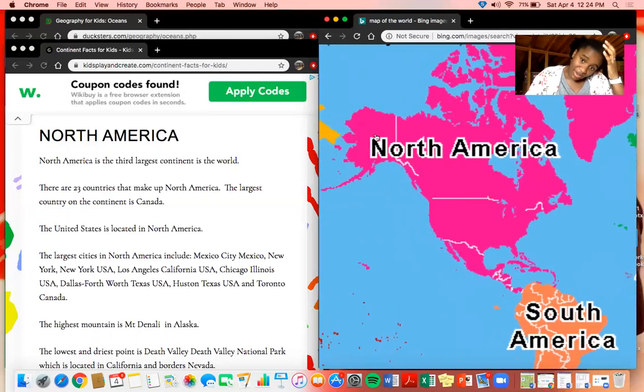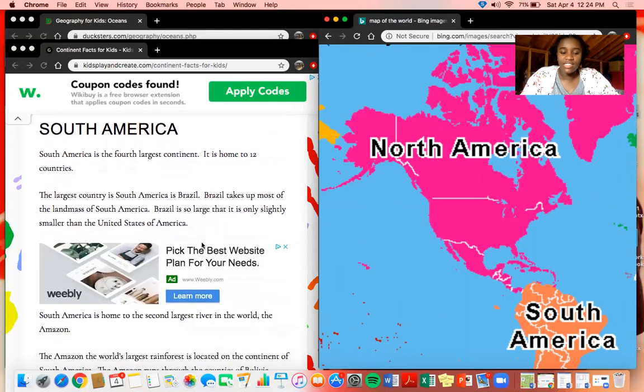Also, Alaska is a part of the United States of America. It's all the way up here. So it's a state. We'll get into states and all that later. But this is a part of the United States, even though it's all the way up here.